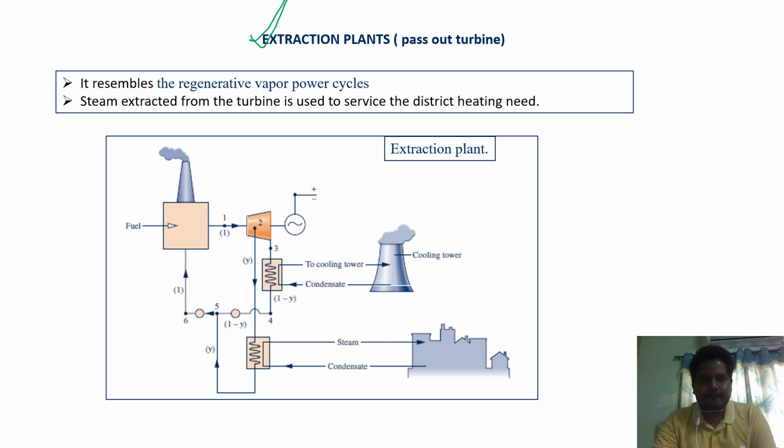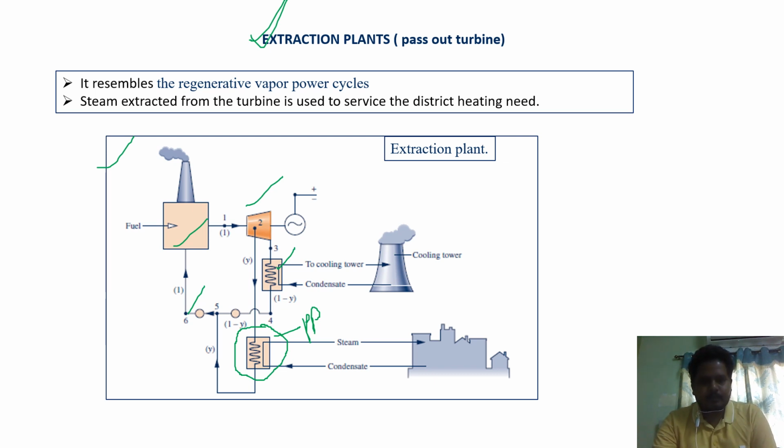Now let us see the schematic diagram of the extraction plant. It is almost like a regenerative vapor plant. The main difference is the feed water heater is replaced with the process plant. The remaining components are the same as the regenerative vapor plant. Those are pump, boiler and turbine, and it will also have a condenser.